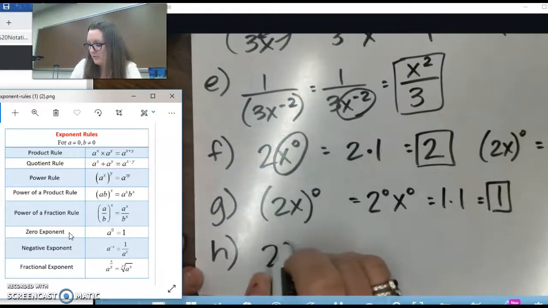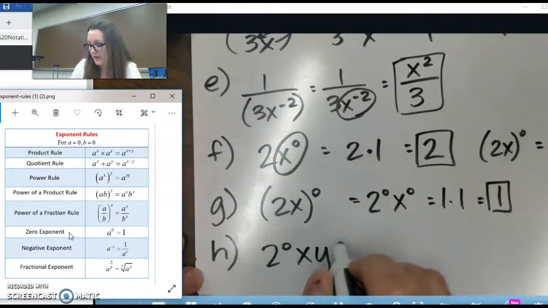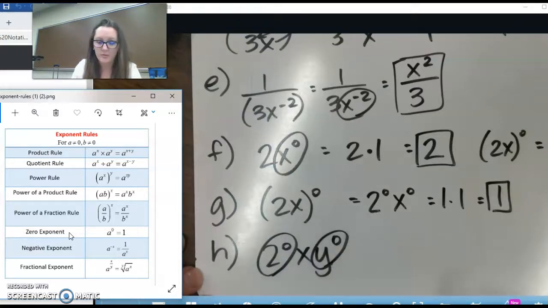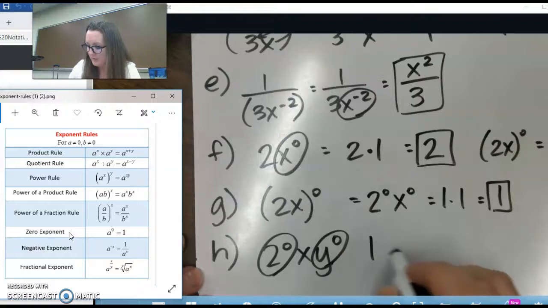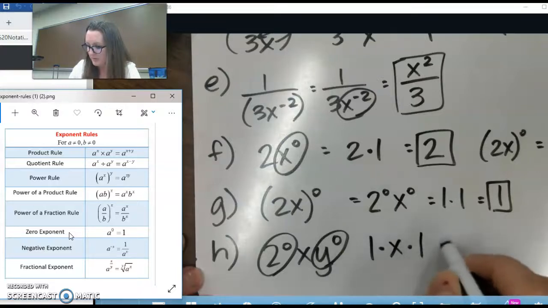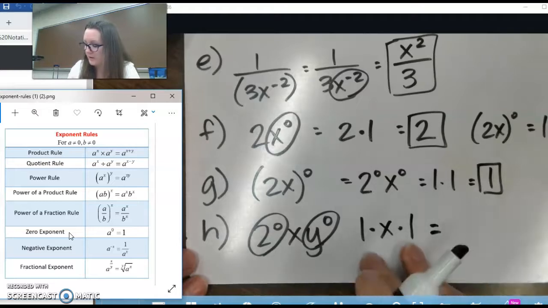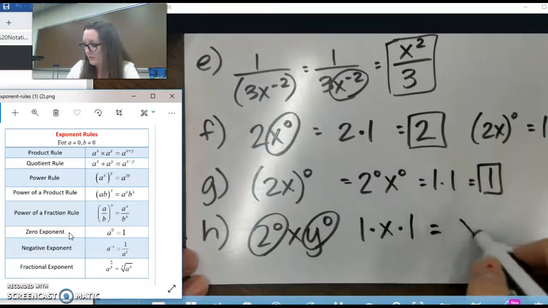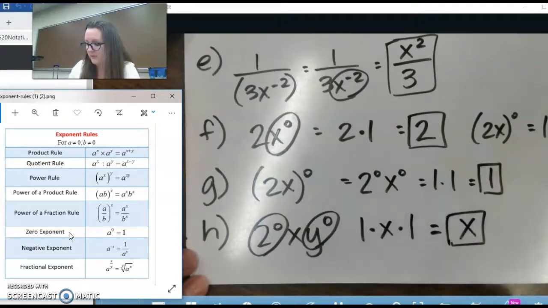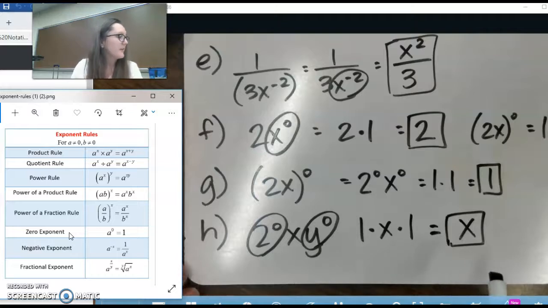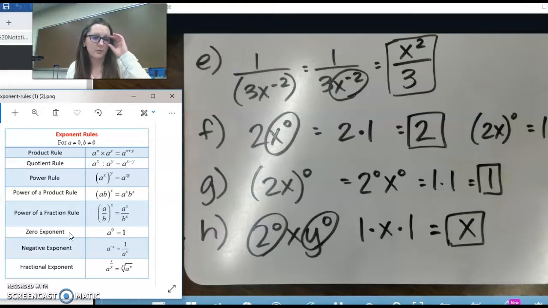I have 2 to the 0 and x, y to the 0. All right, look at this. This is being raised to the 0 power, and this is being raised to the 0 power. So what are they? It's 1 times x times 1. Now I'm being really dramatic here and drawing it out. So I just have 1x, or just x, because we don't need that variable. It's an understood one, right? So that concludes our more simplified ones, and we have 4 examples to do together.